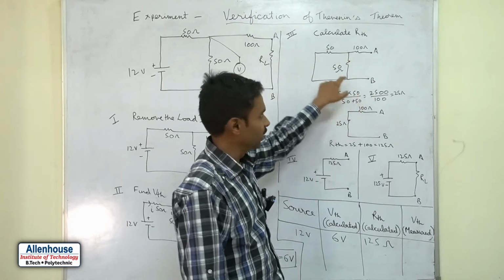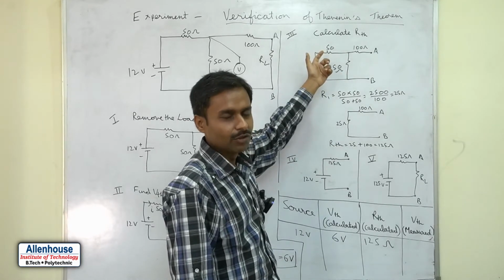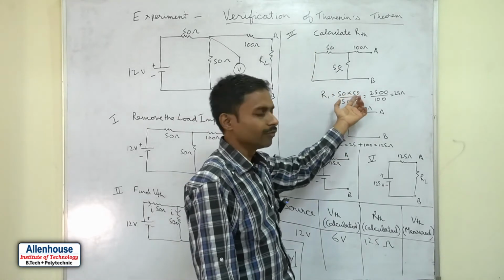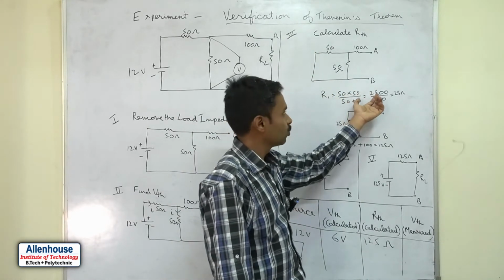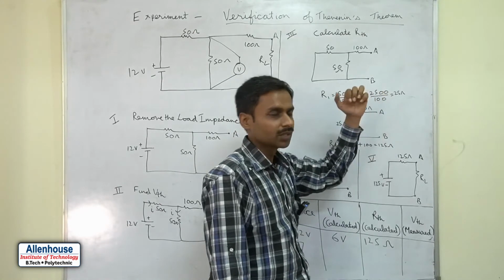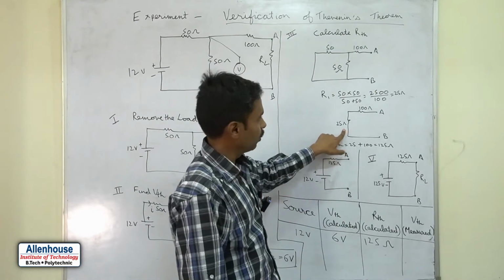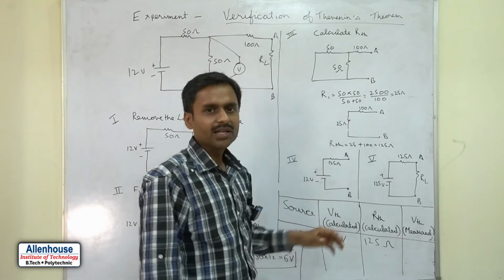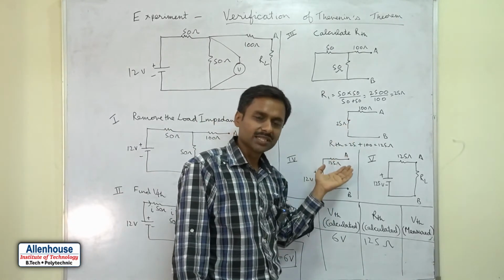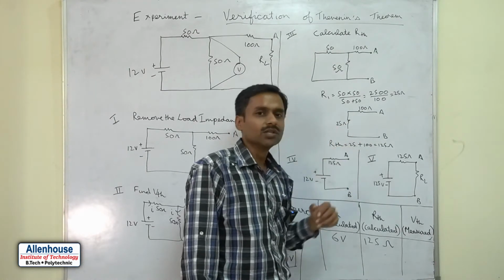So this 50 ohm and this 50 ohm are parallel to each other. We use the parallel formula, R1 into R2 upon R1 plus R2. This means 50 into 50 upon 50 plus 50, which is 2500 upon 100, so 25 ohms. Now this 100 ohm and this 25 ohm are in series with each other. For series resistance the formula is R1 plus R2, so 100 plus 25 equals 125 ohm.